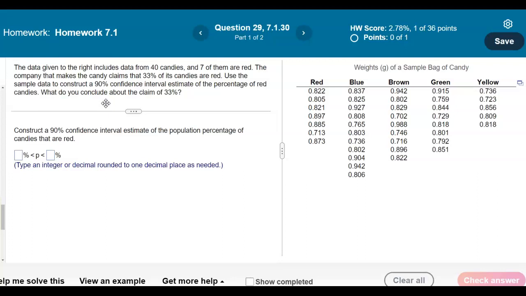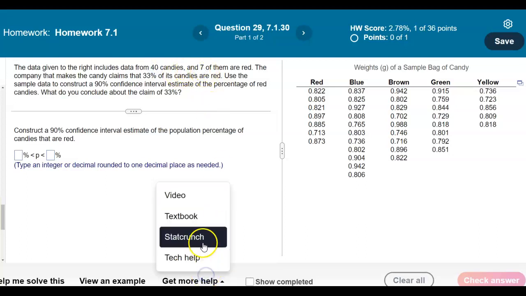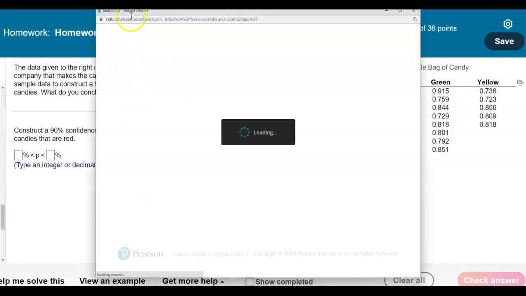So the first thing we want to do is construct a 90% confidence interval estimate of the population percentage of the candies that are red. Well, we know that the total sample size is 40 and 7 of them are red. So let's go ahead and open the data up in StatCrunch.